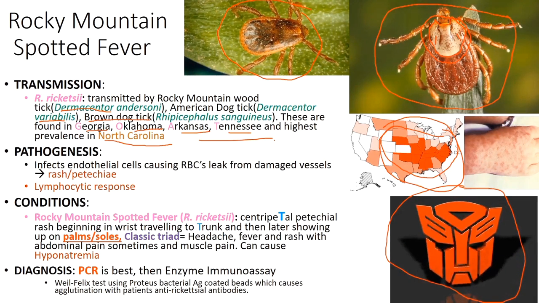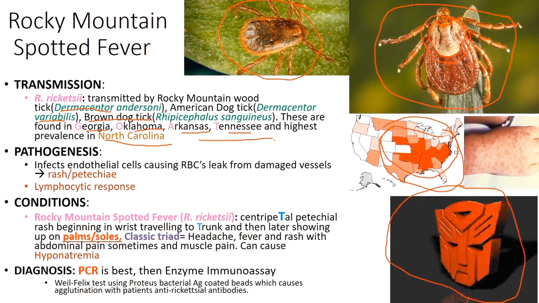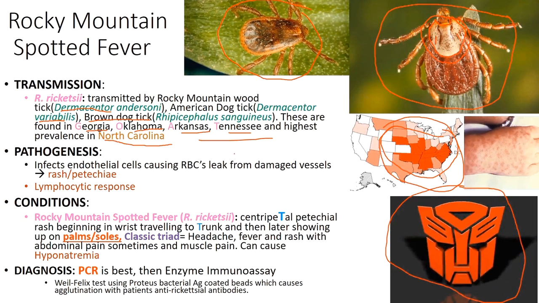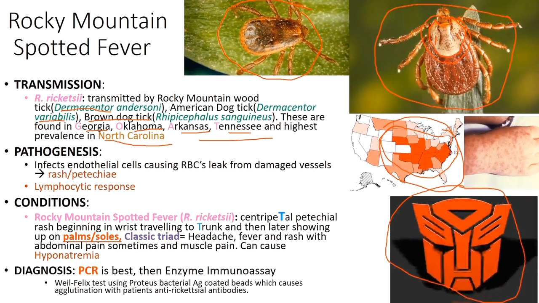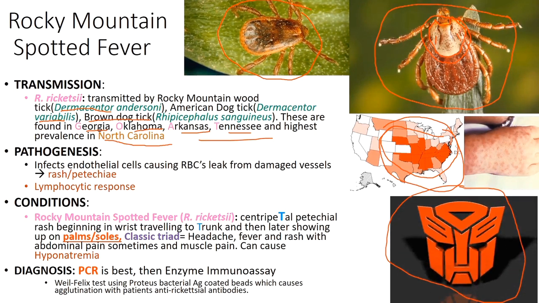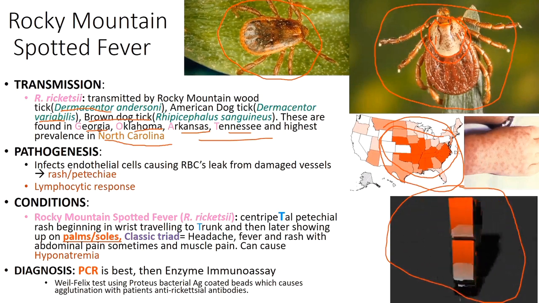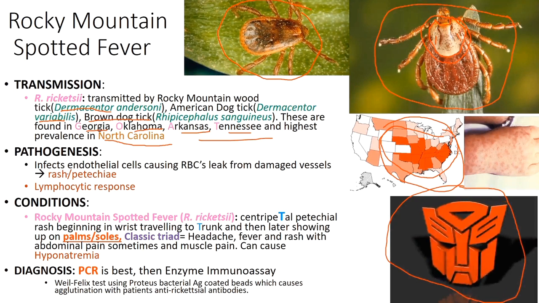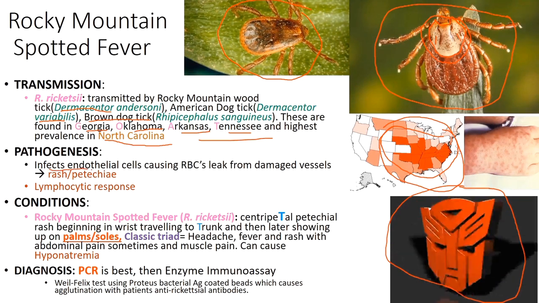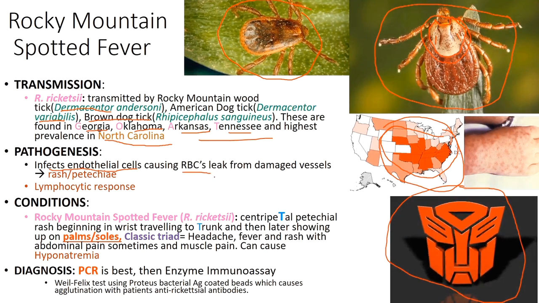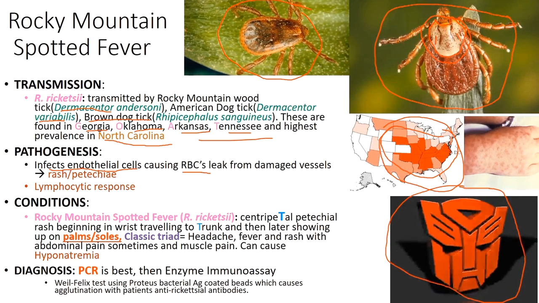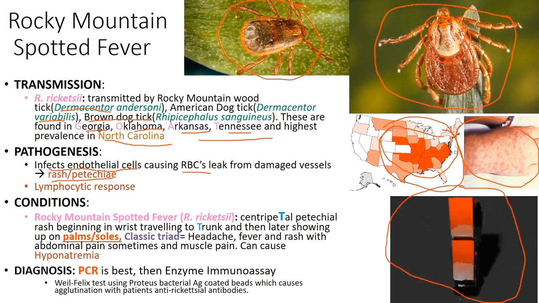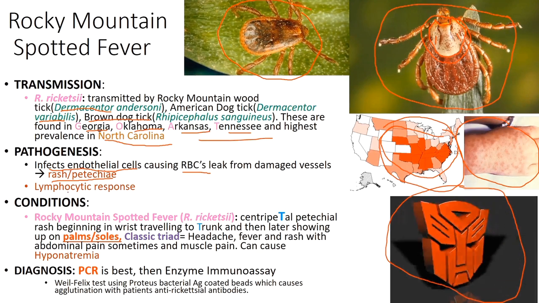However, you can't just say it's Rocky Mountain spotted fever because of the Southeast United States. Remember, there's tons of worms and all those things over there. So what is the pathogenesis and condition? Pretty much what happens once you get infected, you're bitten by this tick, and it stays on for a while and transmits this organism into you. It infects endothelial cells and causes RBC leakage and damage of vessels. And so this can lead to that rash or petechiae, which you can see in this little kid's hand here. This is going to lead to a lymphocytic response.